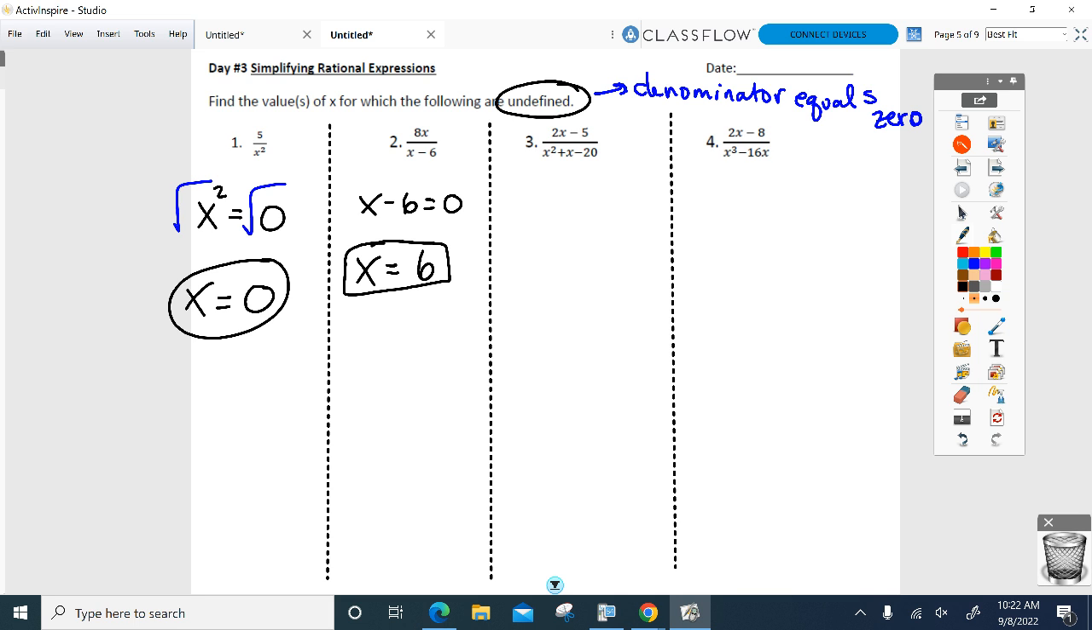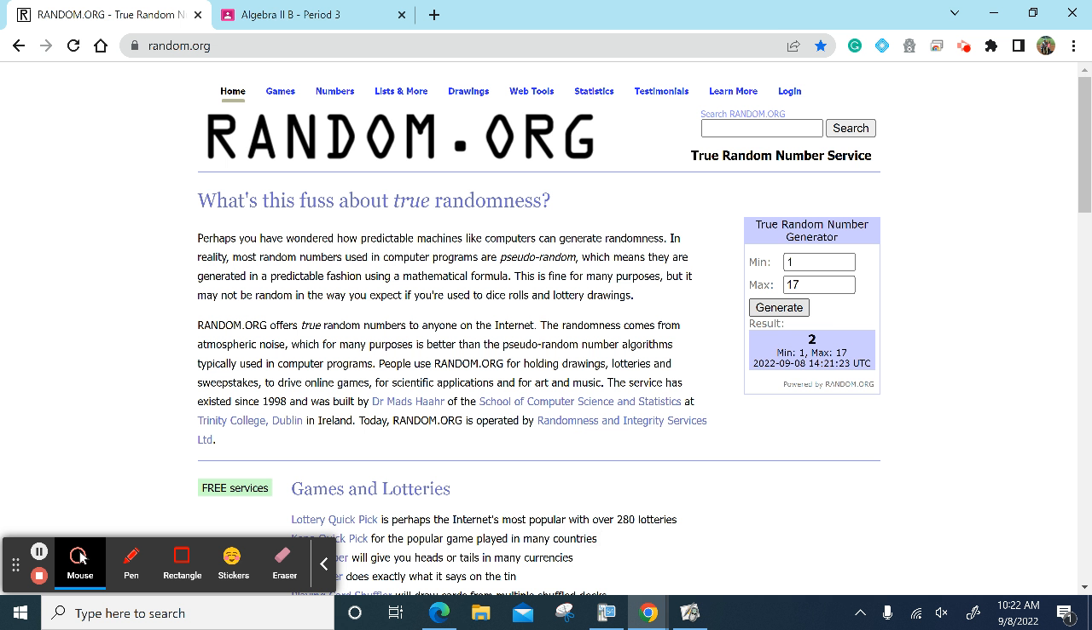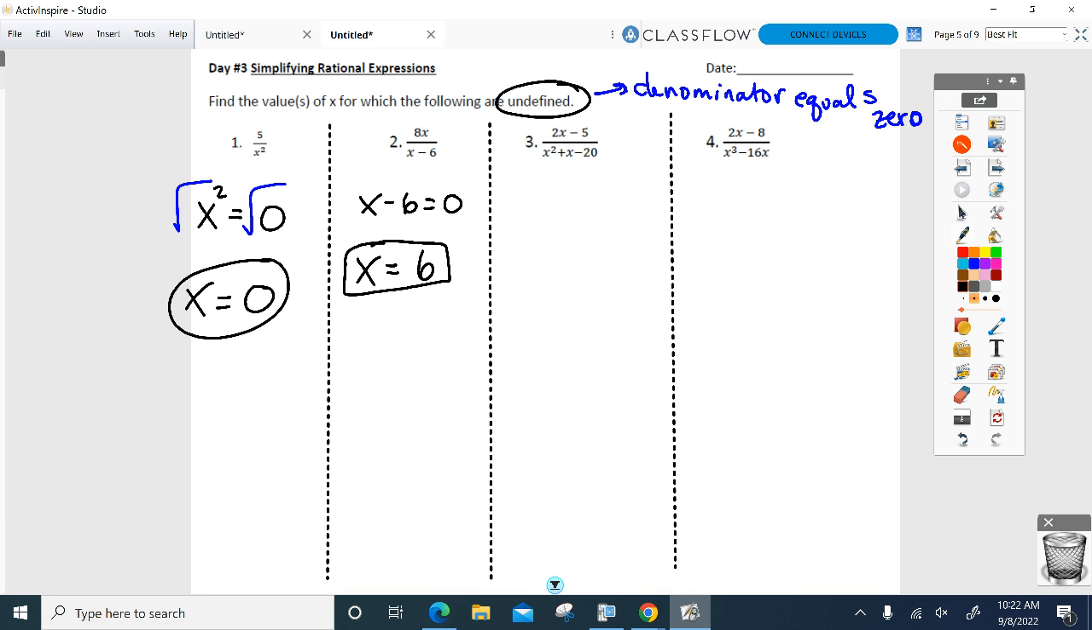All good? Don't even sniff the numerator. I don't even look up there. I could put a happy face up there. It doesn't matter. I could put some Greek letters up there. It doesn't matter. You only worry about the denominator when it asks for undefined. Speaking of denominators, what is it for number 3? What's my denominator here? X squared plus x minus 1. Good. And I want to know when that is equal to 0.